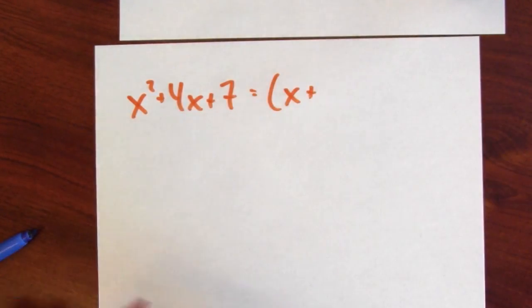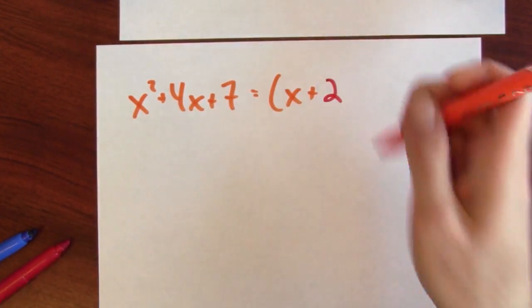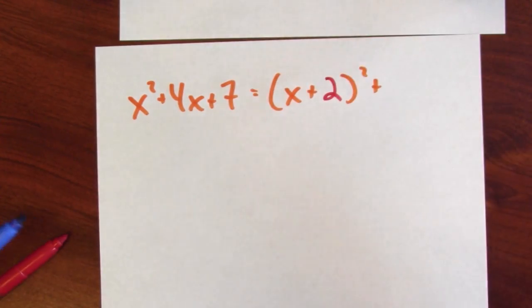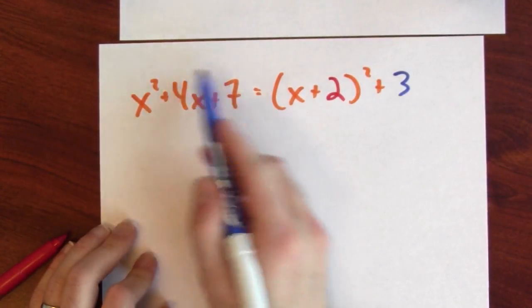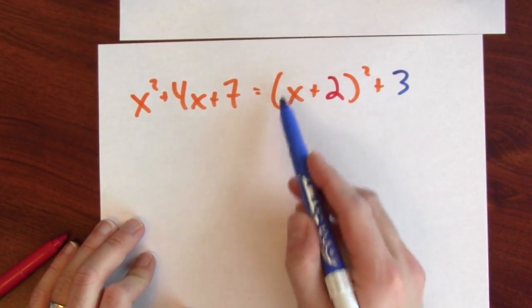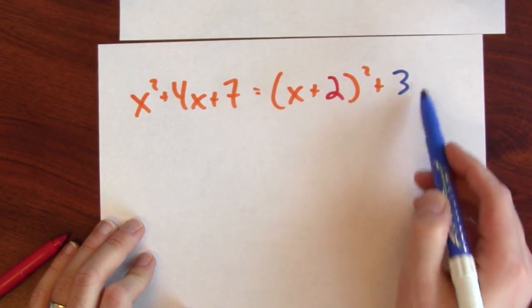x plus, in this case, 2 squared plus, and then for b, I've got 3. So I've rewritten this quadratic polynomial as a linear term squared plus some constant. Now I'll use that fact in the integration problem.